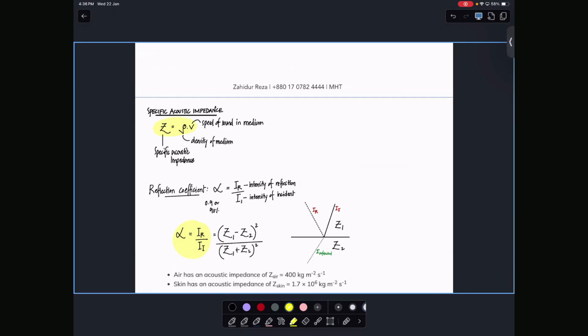Is there a way to relate Z to I? There's a way to relate alpha to I, but not Z to I.